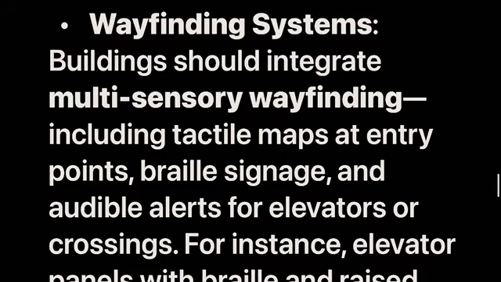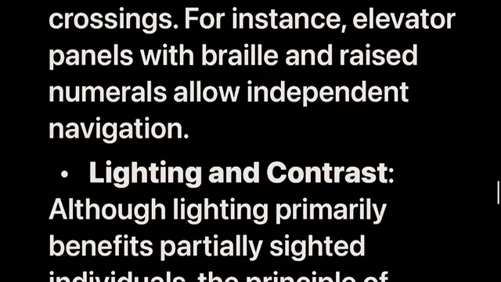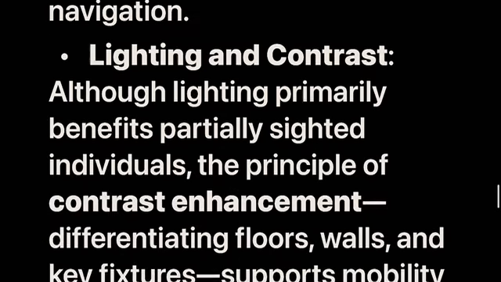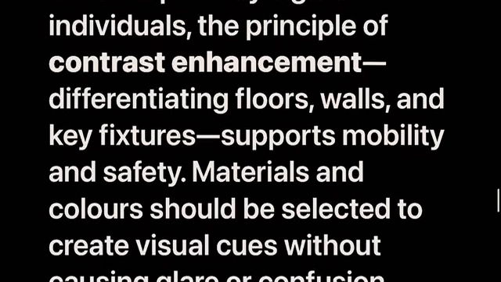Wayfinding systems. Buildings should integrate multi-sensory wayfinding, including tactile maps at entry points, braille signage, and audible alerts for elevators or crossings. For instance, elevator panels with braille and raised numerals allow independent navigation. Lighting and contrast. Although lighting primarily benefits partially sighted individuals, the principle of contrast enhancement, differentiating floors, walls, and key fixtures, supports mobility and safety. Materials and colors should be selected to create visual cues without causing glare or confusion.